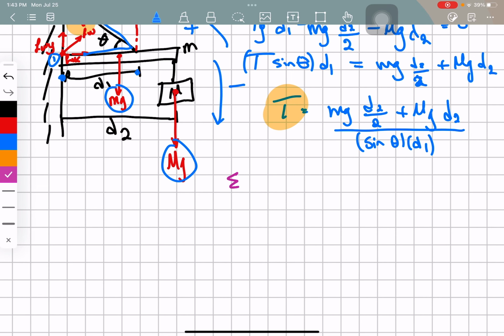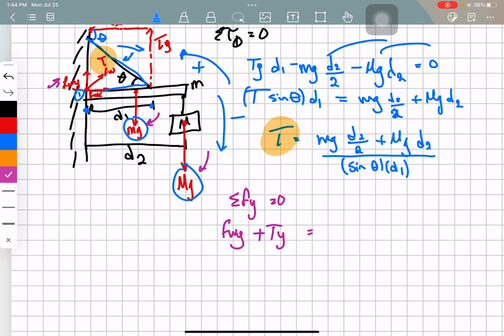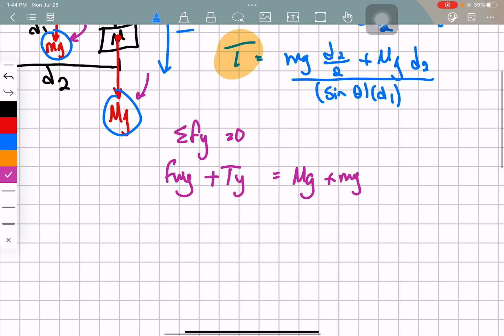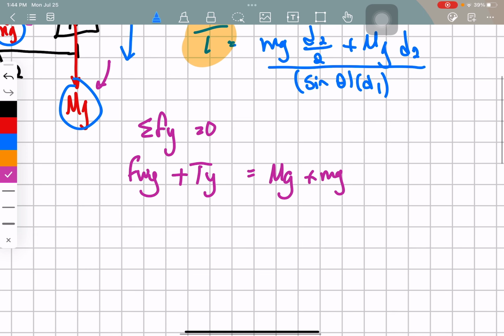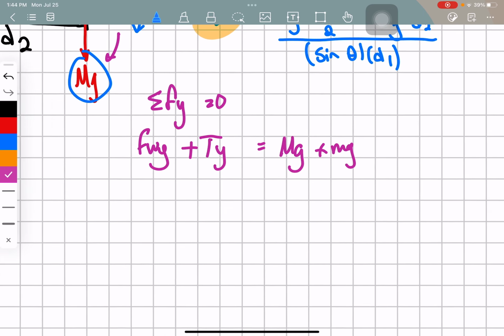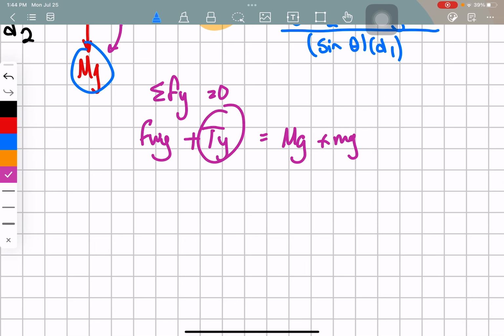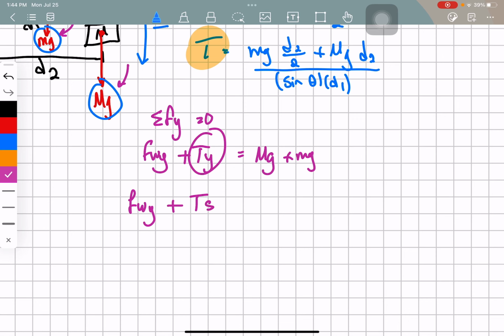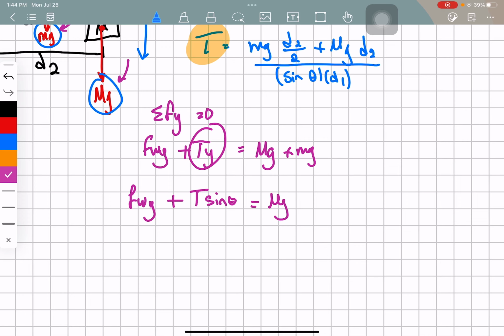So we could say that the forces acting in the y direction are going to equal 0. Okay, so we know that you have all the forces. So that is Fwy, which is the one right here, plus, so going up is going to be positive, going down is going to be negative, it's going to be Ty, which is going to equal this and this right here. Okay, so it's going to equal your big mg plus little mg that are going down. Okay, so after that, I know that all of this sine theta is going to give me my Ty. Okay, so this is going to equal Fwy plus my T sine theta. Okay, that is going to equal mg plus mg.